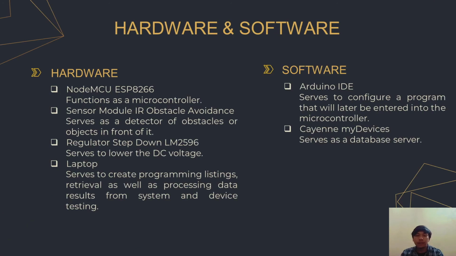The design uses several hardware and software equipment to support this research activity. Hardware includes NodeMCU ESP8266 functioning as a microcontroller. The IR obstacle avoidance sensor module serves as a detector of obstacles or objects in front of it.